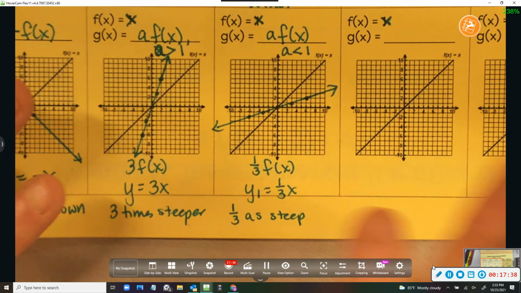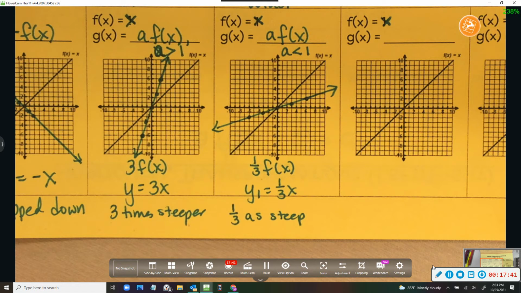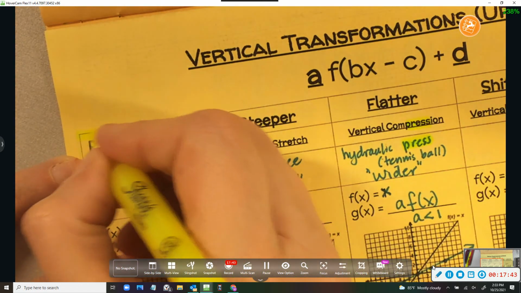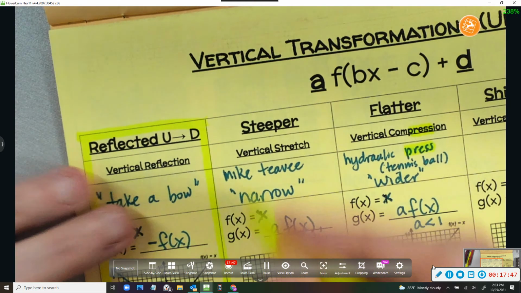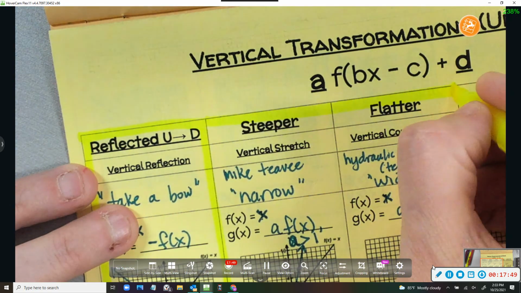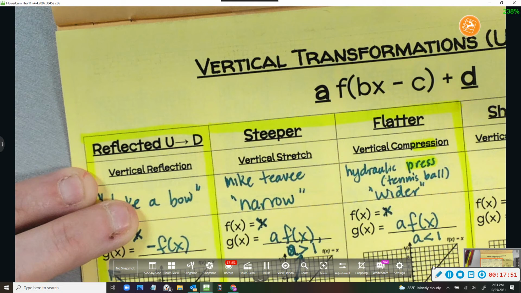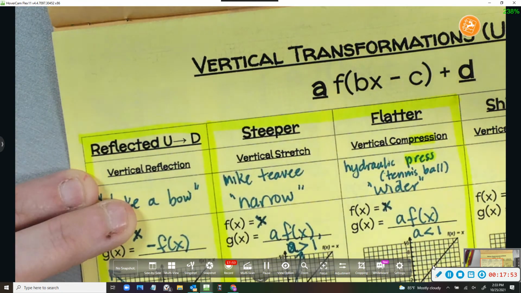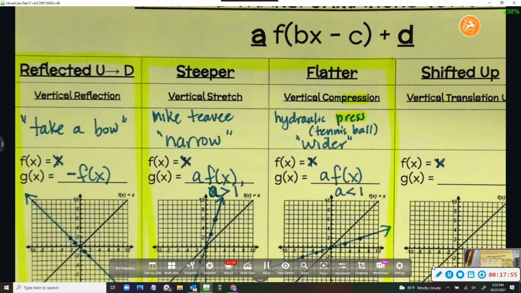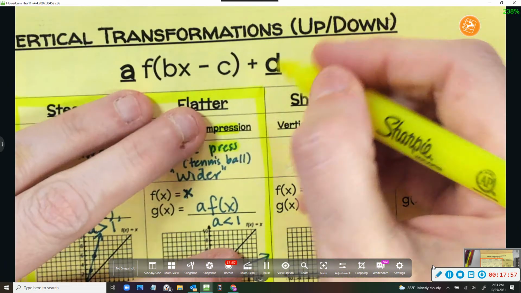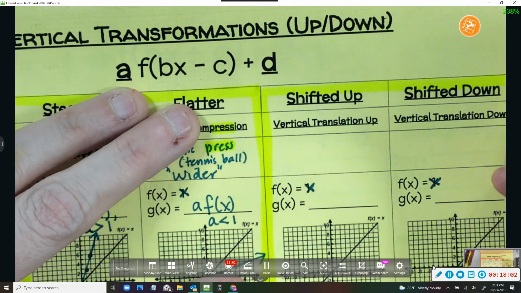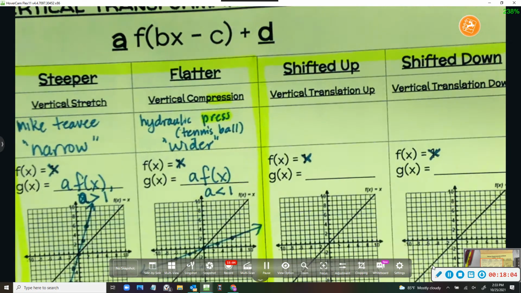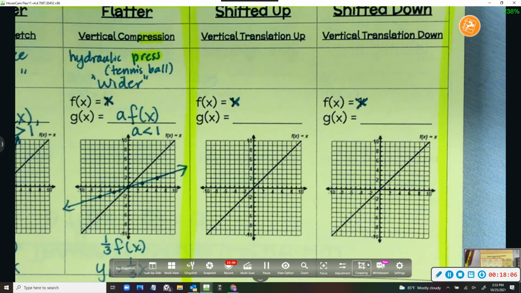All right. So when we think about these notes, we could have a reflection, right? I could have steeper or flatter, okay? But am I going to see them both happening at the same time? No. I could also have a shift up or a shift down, but I'm not going to see them happening at the same time. Okay, so let's talk about shifts up and down.